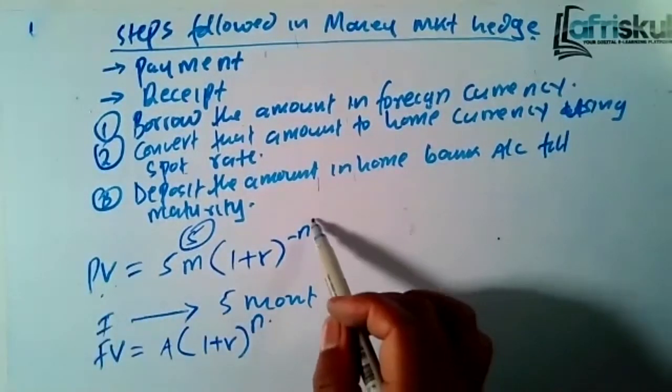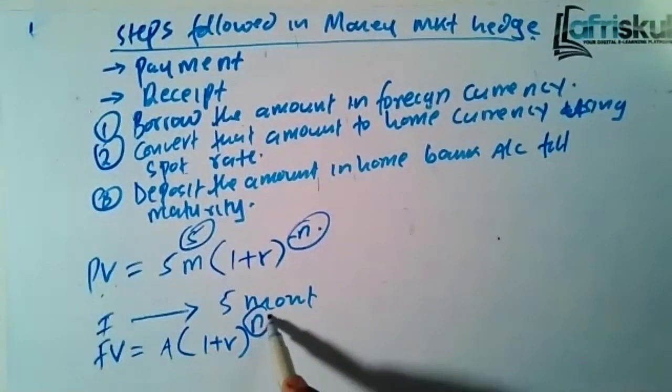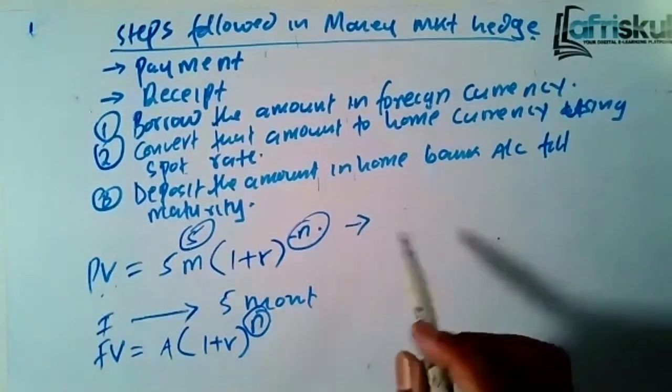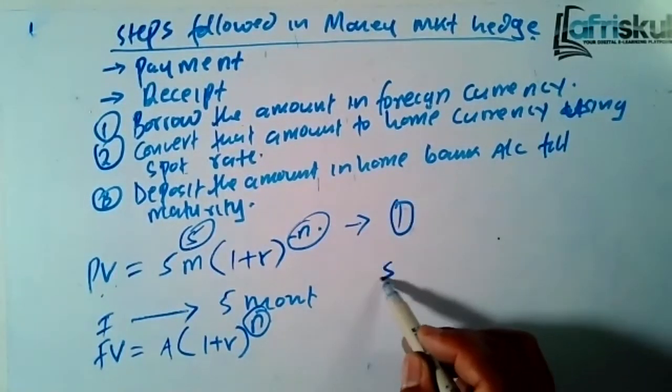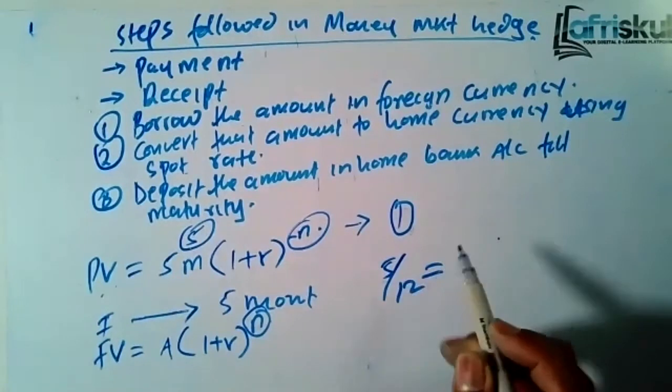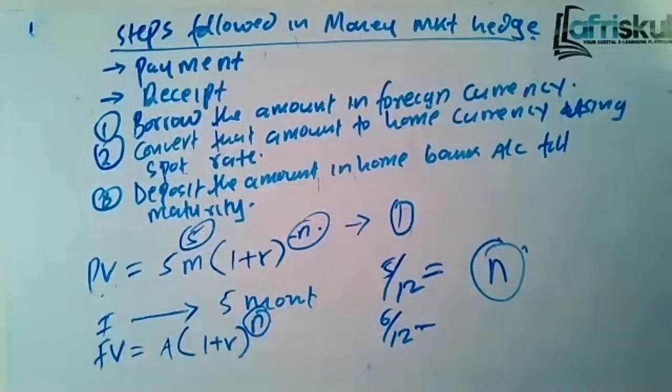Present value uses negative n, but for the future value it is just n. In this case, n will always be 1. If you are given 5 months, just take 5 over 12. If it's 6 months, 6 over 12, so that your n is always in years. So those are the steps to follow.